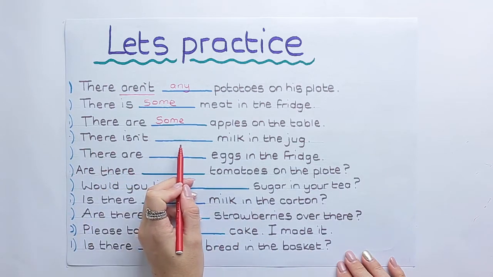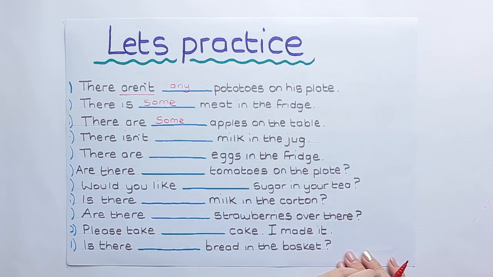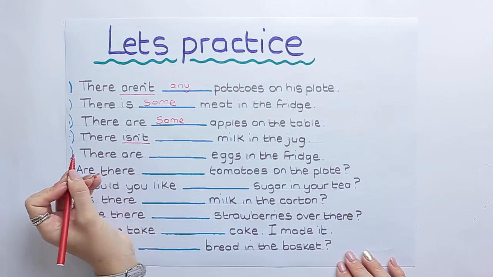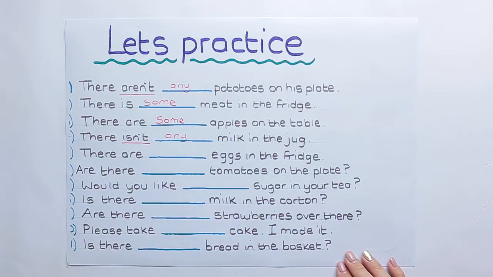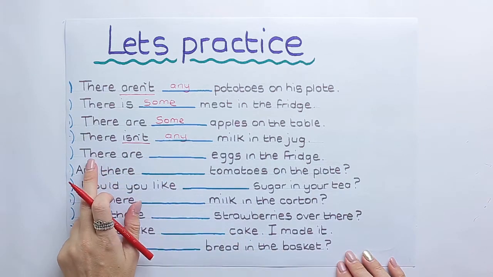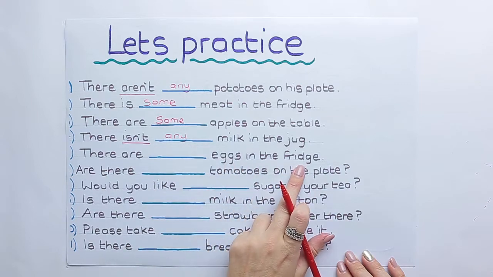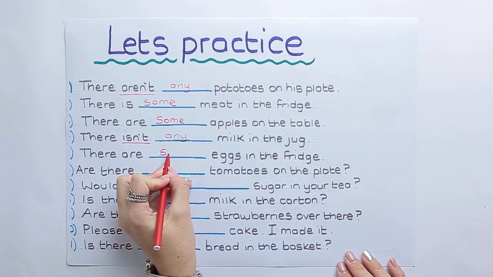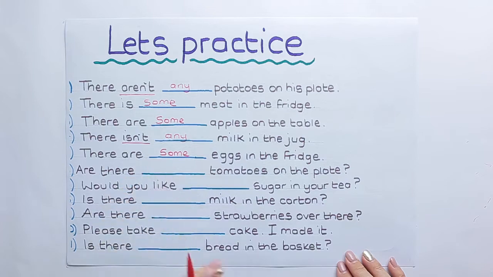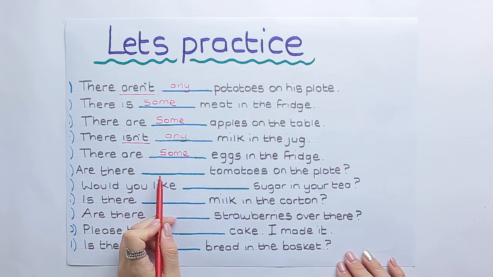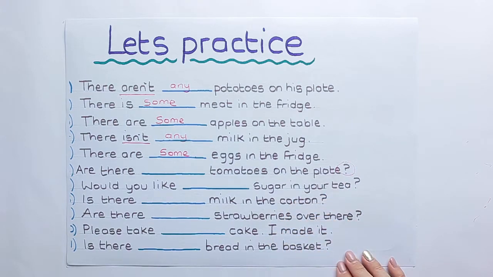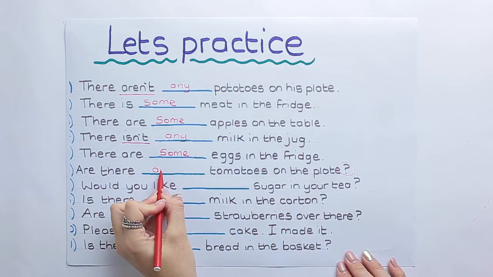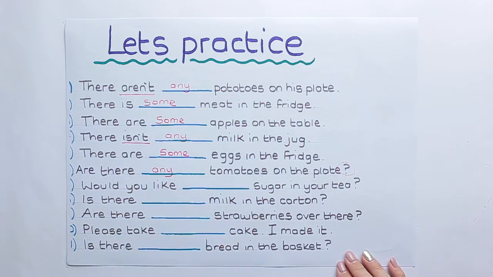There isn't milk in the jug. This is negative, so you use any. There isn't any milk in the jug. There are in the fridge, some. Good. Are there tomatoes on the plate? This is a question, so you say any. Are there any tomatoes on the plate?